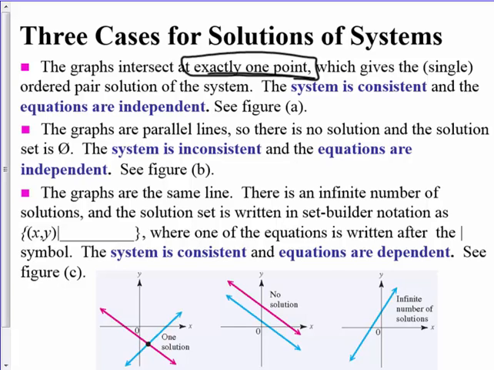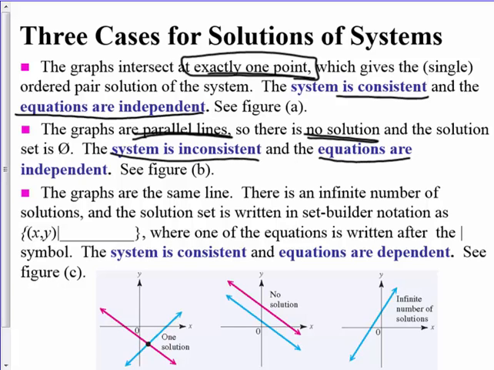So when they intersect at exactly one point, we say the system is consistent, meaning that it does have an answer, and the equations are independent. Independent means they are different. When I have parallel lines, there's no solution, so it's inconsistent, but the equations are still independent. They're different equations.